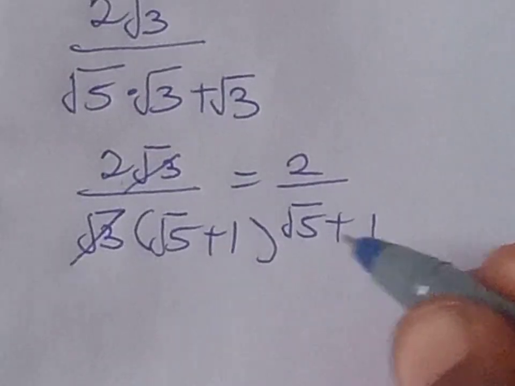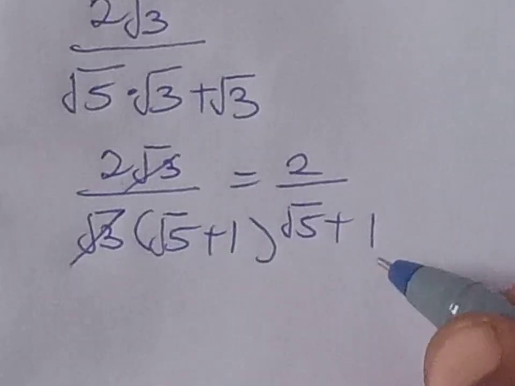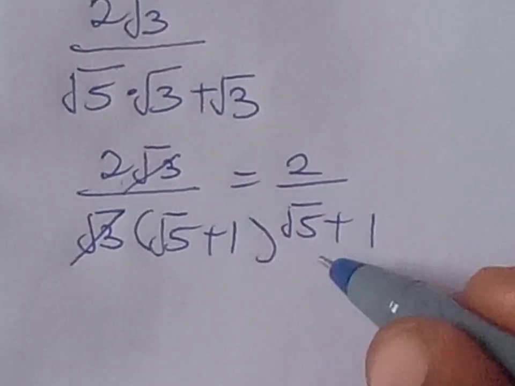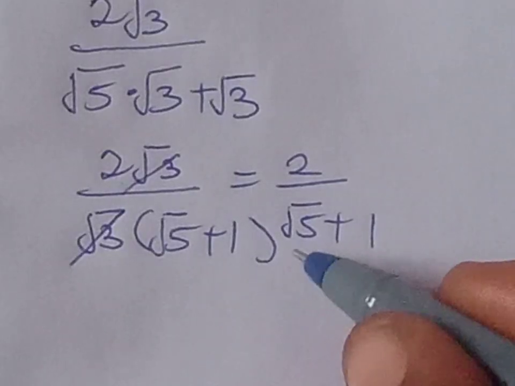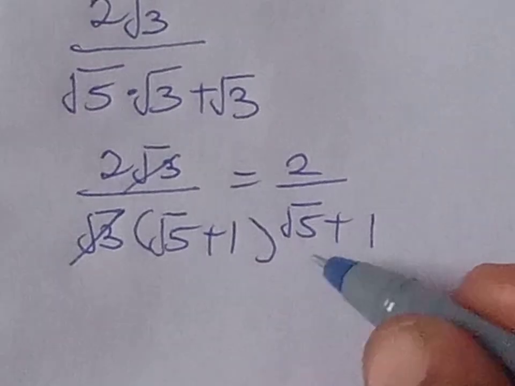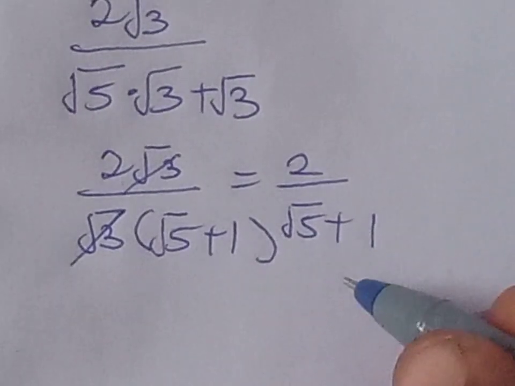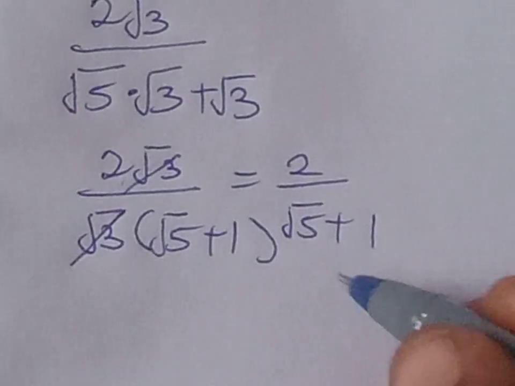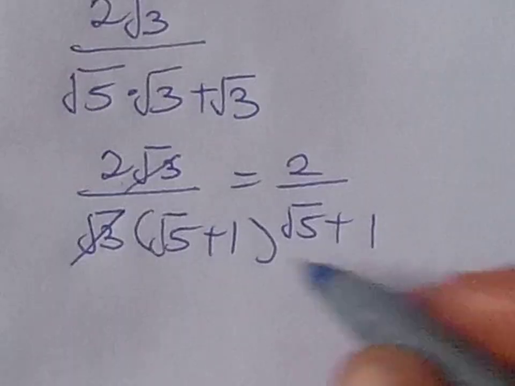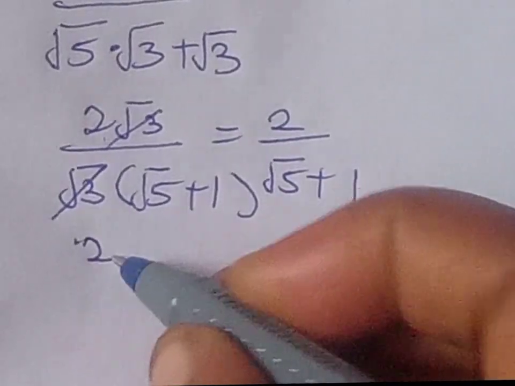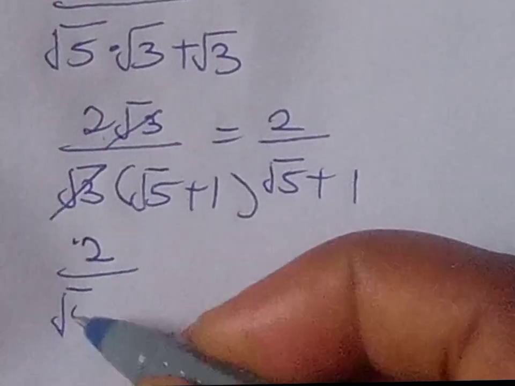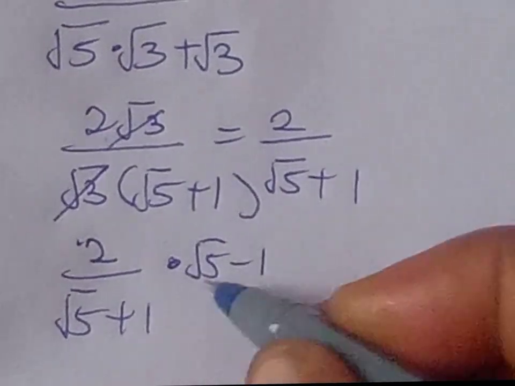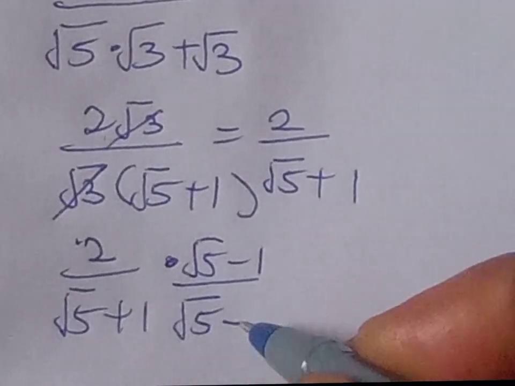Can you see now that we have turned a messy radical fraction into a much cleaner one, but we still have a square root in our denominator. Now, how do we eliminate this square root? To eliminate root 5 plus 1, we shall multiply both the numerator and the denominator by its algebraic conjugate, which is root 5 minus 1. So let's multiply that, which will give us 2 divided by root 5 plus 1, multiplied by root 5 minus 1 divided by root 5 minus 1.